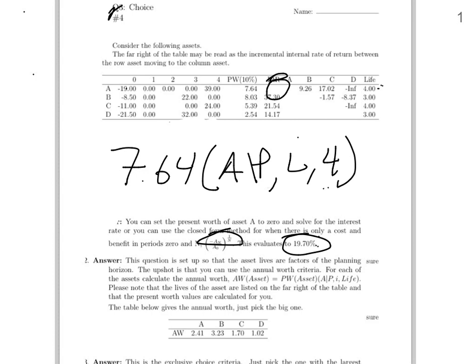Now I've calculated these things for you. Asset A ends up having an annual worth of 2.41. The biggie, though, is asset B, which has an annual worth of 3.23. So B is the one you're really looking for as the answer to question 2.